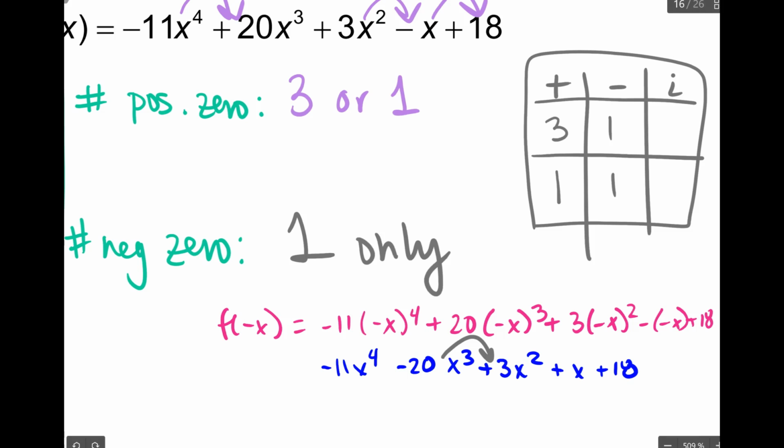So I have a total possible of 4 zeros, which means every row has to add up to 4. So 3 plus 1 is 4, so I could have 0 imaginary. Or 1 plus 1 is 2, so I could have 2 imaginary. Those are my 2 cases.